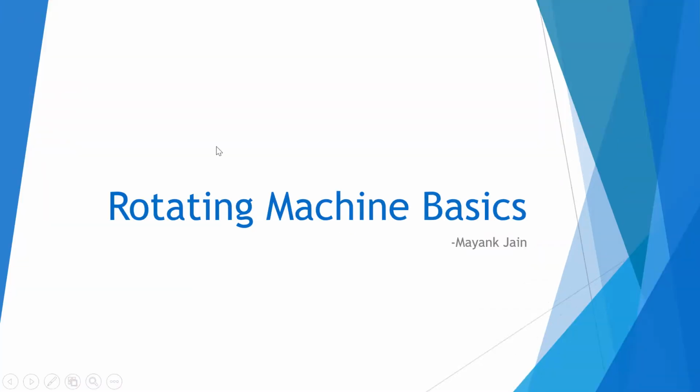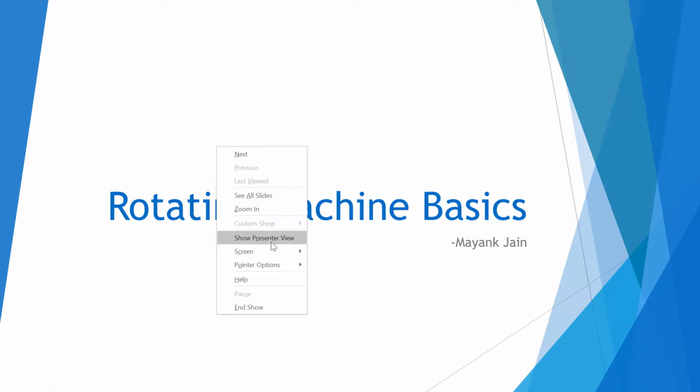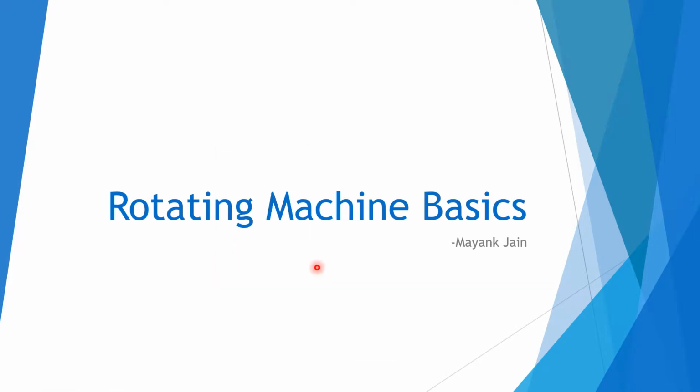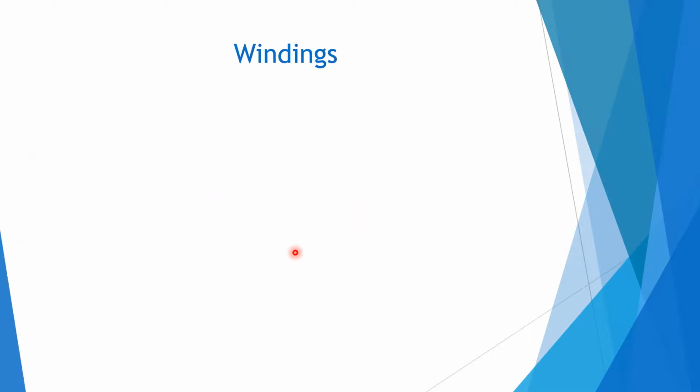So this is the sixth video for the EE114 module on power engineering, and here we will talk about rotating machines. We will start with the basics. First we will talk about windings in a rotating machine.